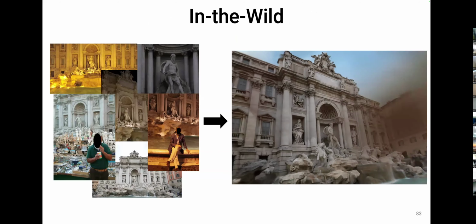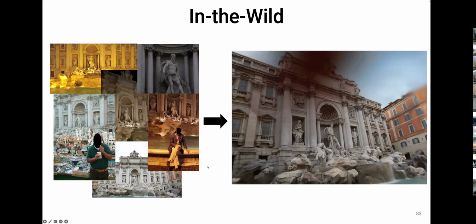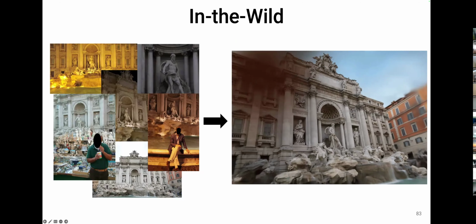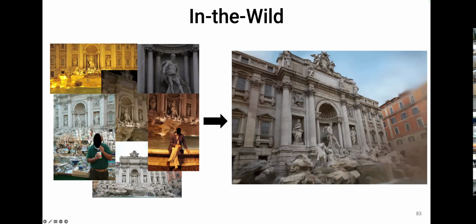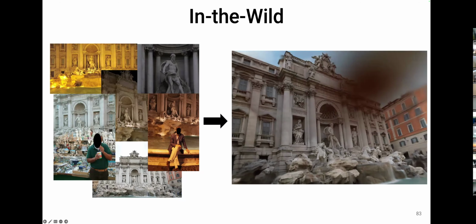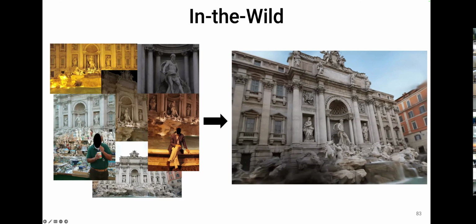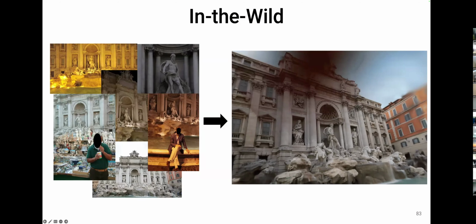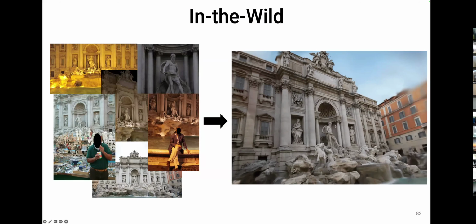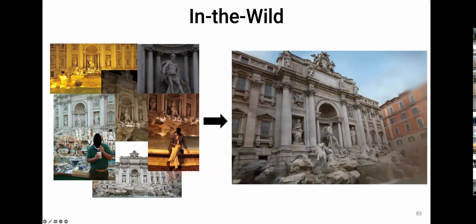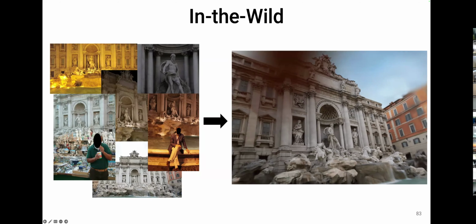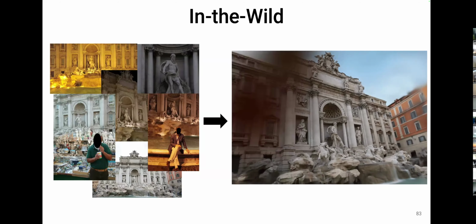Another issue is that in the wild, many images have different illuminations. As you can see here, this famous fountain in Rome. People take photos at different times, and with people occluding in the front, right? Can we also handle this case? Not really. This is the result from running our method on these images. We get a mean color, the average color, but you also get all these floaters because of the human occlusion.